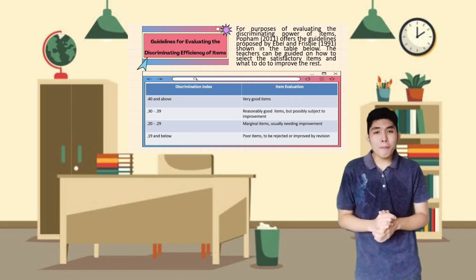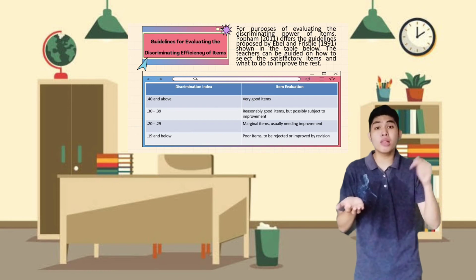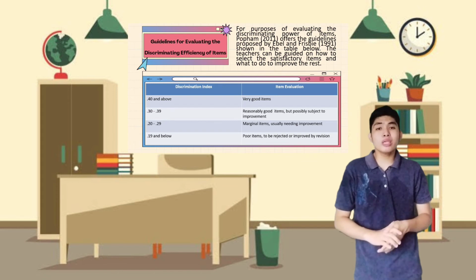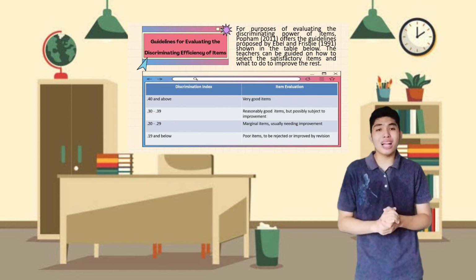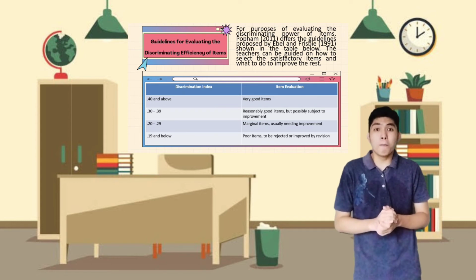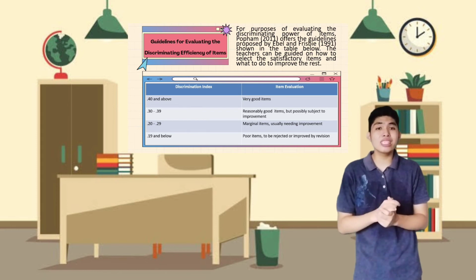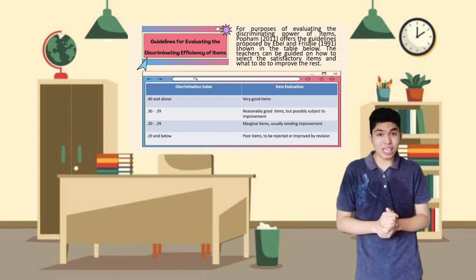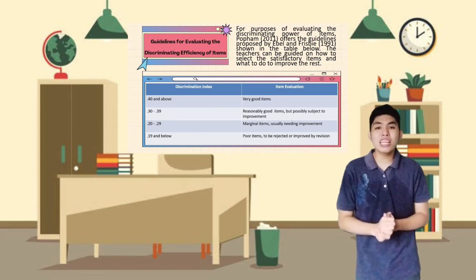Okay, just remember the ranges. Again, if the discrimination index is 0.19 and below, it is a poor item and it should be rejected. If the discrimination index is 0.20 to 0.29, it is a marginal item and it should be retained but revised. Same with 0.30 to 0.39, since it is a reasonably good item. Lastly, if the discrimination index is 0.40 and above, it is a very good item and it should be retained. Is it understandable, class?